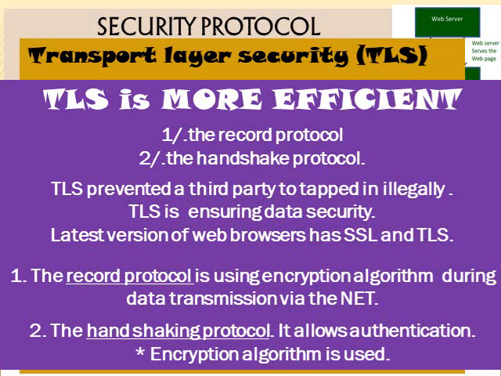With these layers, the TLS is designed to prevent a third party, like hackers or crackers, from tapping illegally into the communication between two authorized users. In addition, it is to ensure data security. Only the most recent web browsers have both SSL and TLS features built into them. In TLS's first layer, the record protocol is to ensure encryption algorithm may or may not be used during data transmission over the internet communication.